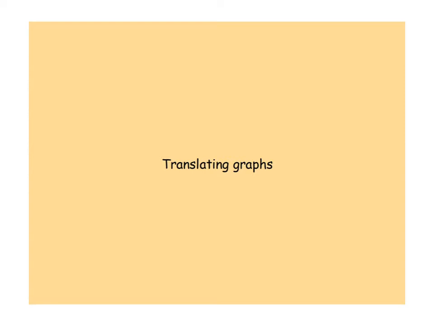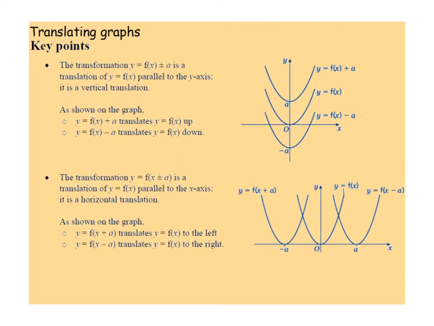As usual, we'll start with the key points. So I don't fully agree with learning all of these key points. I think there's a bit more than you need here. First of all, if you have y equals f of x, add or subtract a value a, then this is a translation of the original graph f of x parallel to the y-axis.